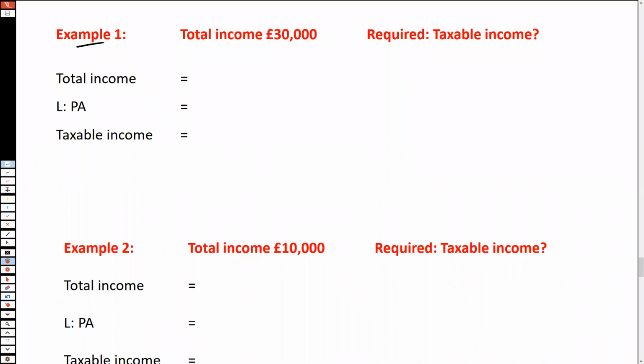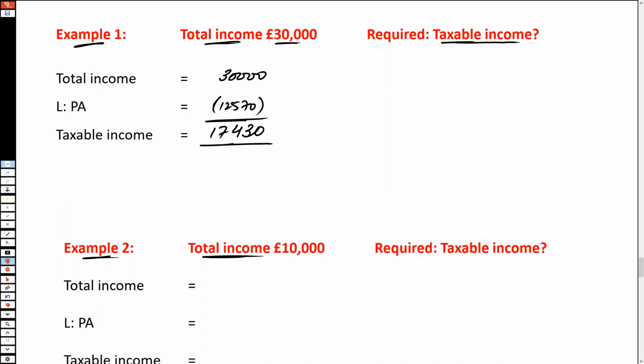Here we have example 1, and the requirement of this question is to calculate the taxable income. Total income is given as £30,000 and you are required to calculate the taxable income. From the total income, 12570 is deducted as personal allowance, resulting in 17430 calculated as taxable income.